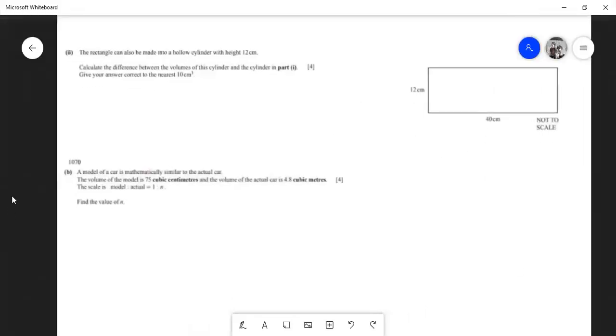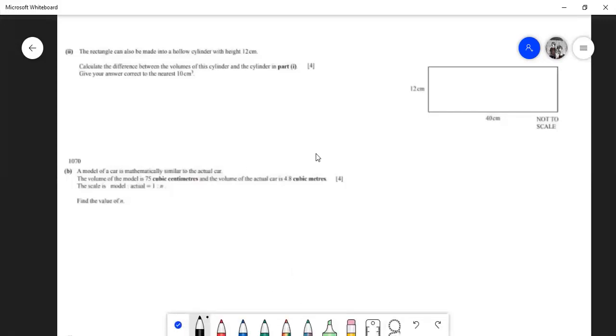So the next part, they say the rectangle can also be made into a hollow cylinder with a height of 12 cm. Calculate the difference of the volume of this cylinder and the cylinder in part 1. So this is actually similar to just now, but rather we're going to roll in this direction. Remember just now I said we roll on the 40 like a Swiss roll, but instead they roll on the 12. So now they want to know the difference in the volume.